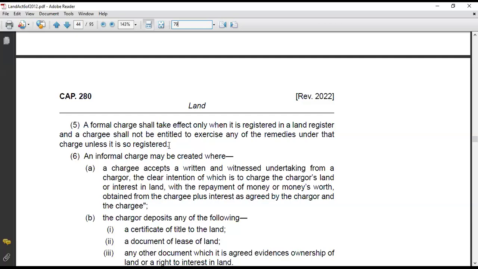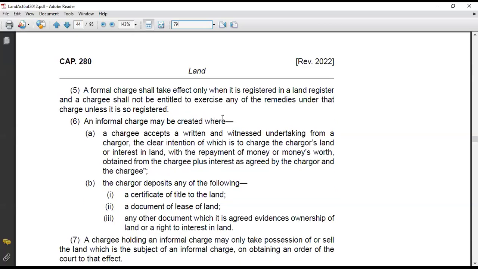So are we together, Kate? Yes, Mwalimu. So a formal charge shall take effect only when it is registered. So anything that is not registered, where you had started the process, is an informal charge. An informal charge may be created where a chargee accepts a written and witnessed undertaking from the chargor, the clear intention of which is to charge the chargor's land or interest in land with repayment of money obtained from the chargee, with interest agreed between the chargor and chargee. So a chargee accepts a written and witnessed undertaking.